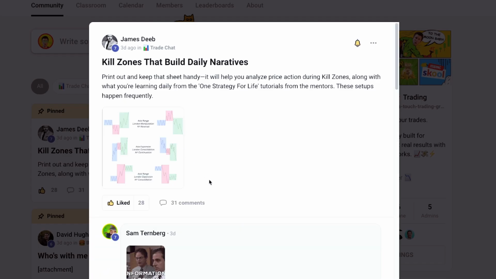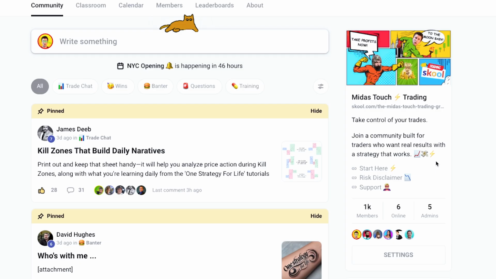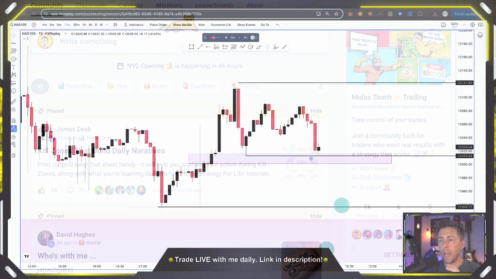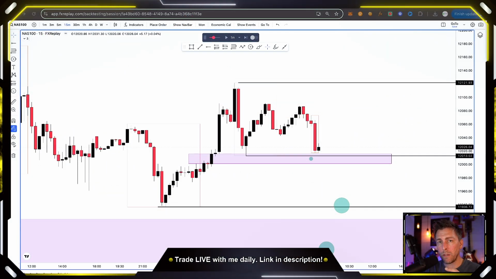Shout out to James because he posted this and I'm about to share this little cheat sheet with you guys right now. And I think it's just really cool that we have traders in our community like James. He's a funded trader and he's been rocking with us for about a year. And I just think it's so cool that we have like a family oriented type of trading group.